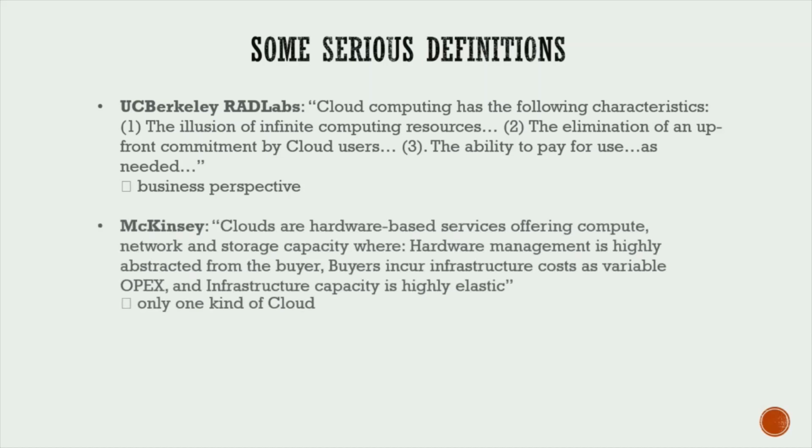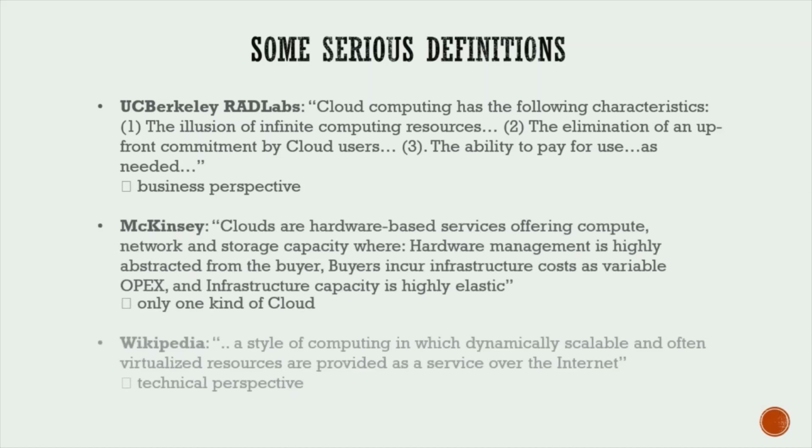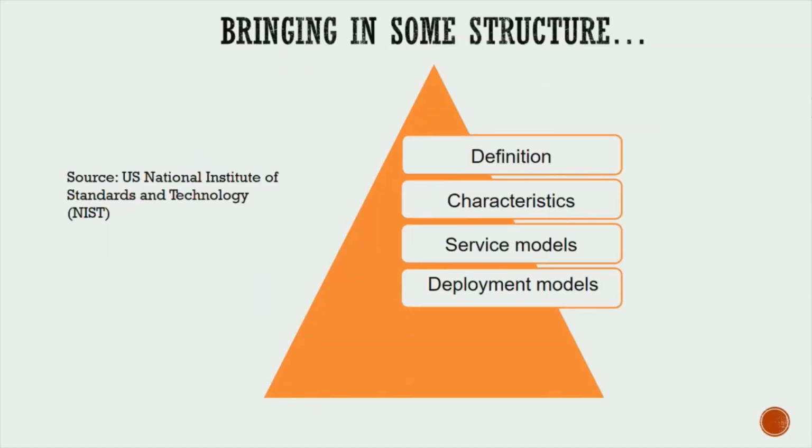Like that, there were many definitions. If you go to Wikipedia, they have another definition that says cloud computing is a style of computing in which dynamically scalable and often virtualized resources are provided as a service over the internet. This definition, similar to others, is semi-complete. So obviously there are so many definitions, and none of them were complete.